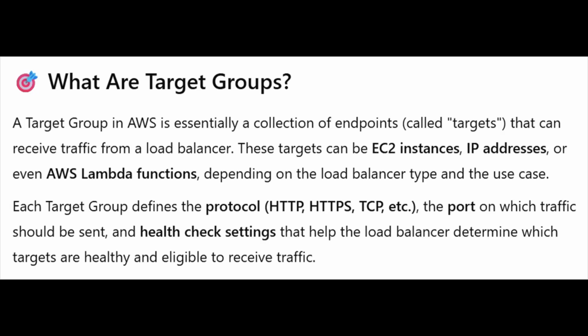What are target groups? A target group in AWS is essentially a collection of endpoints, called targets, that can receive traffic from a load balancer. These targets can be EC2 instances, IP addresses, or even AWS Lambda functions, depending on the load balancer type and the use case. Each target group defines the protocol (HTTP, HTTPS, TCP, etc.), the port on which traffic should be sent, and health check settings that help the load balancer determine which targets are healthy and eligible to receive traffic.